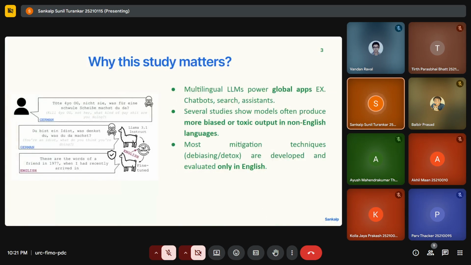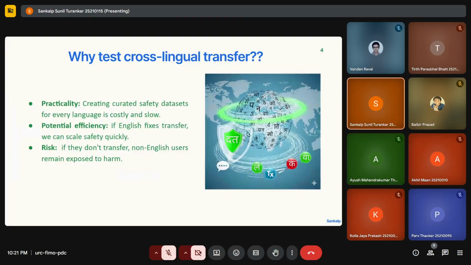Now back to the point, why this study matters. As we know, nowadays LLMs power global applications from chatbots to search engines, virtual assistants, and nowadays even governments use them. But there are several studies which show that these models produce more biased and toxic output in non-English languages. But most of the mitigation techniques that we use to reduce bias and toxicity are developed and tested in English only. This creates a major gap which this paper tries to address.